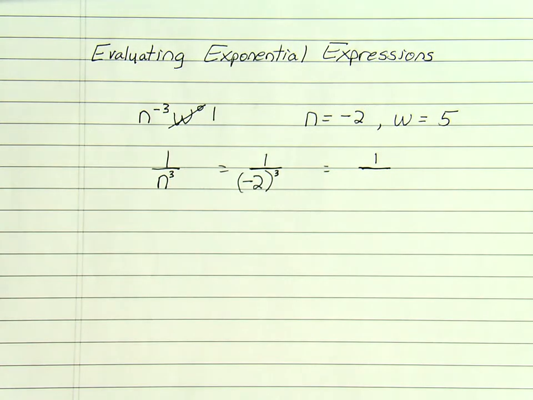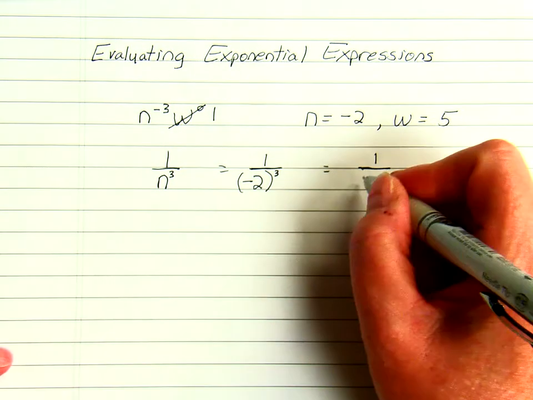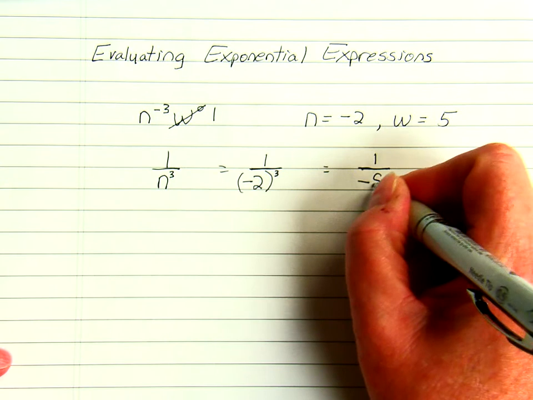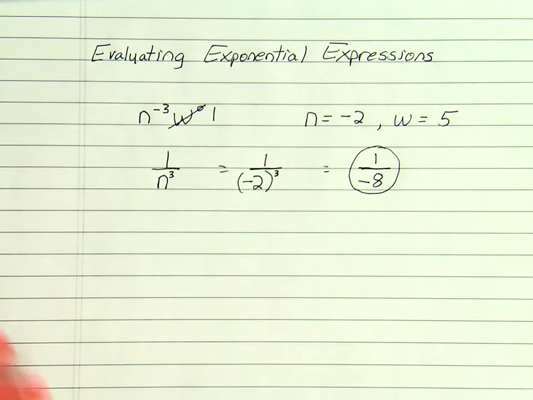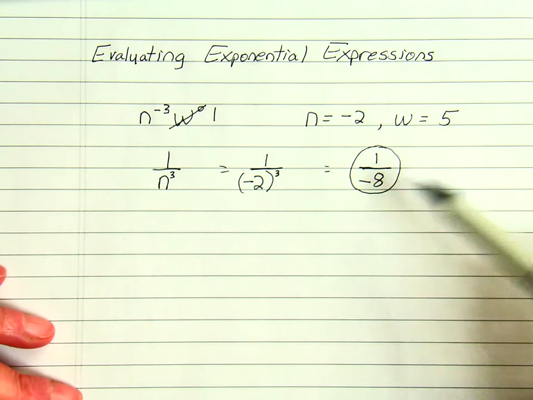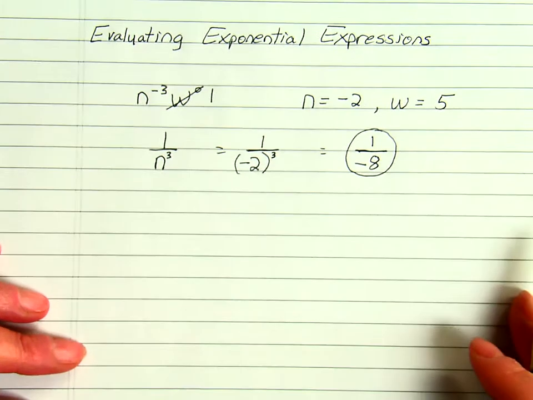So we know that 2 times 2 times 2 is 8. When we are cubing with a negative, remember we have got negative times negative equaling a positive, and then a positive times a negative equaling again negative. So our answer is going to be negative 8. So here is the value of that expression, 1 over negative 8.